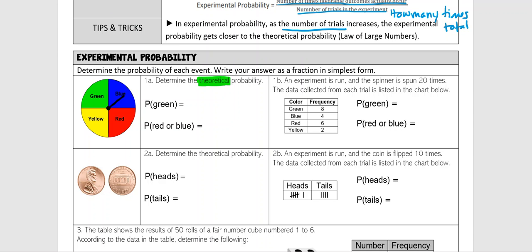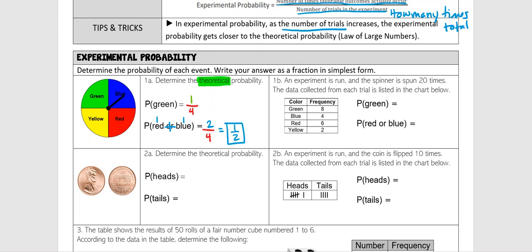Go ahead and pause the video and try and find the probability of spinning a green and the probability of spinning red or blue. All right, so the probability theoretically of getting green is 1 out of 4 total. Red or blue, there's 1 red plus 1 blue. That's 2 total that we'd be happy with out of 4, which is 1/2.